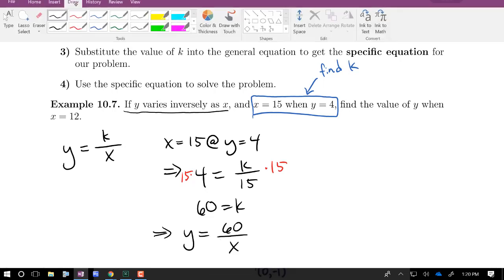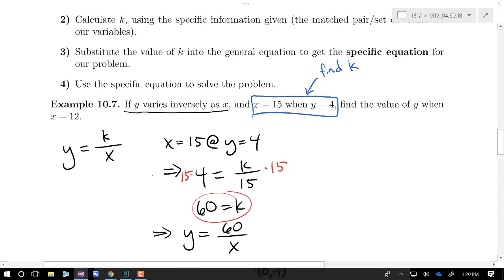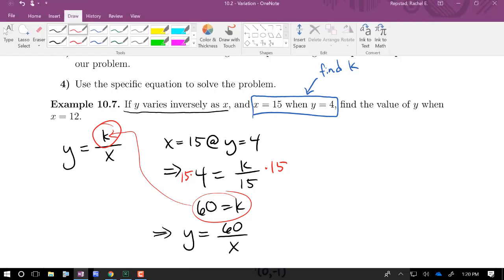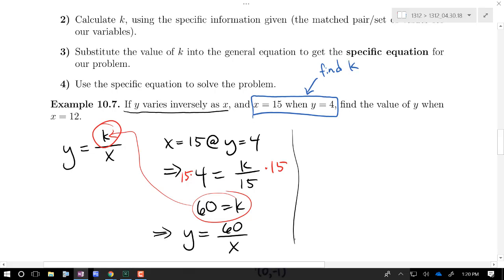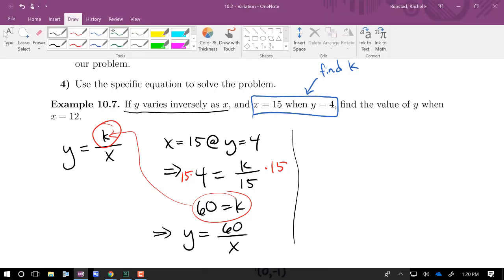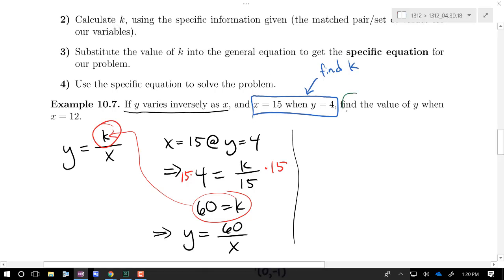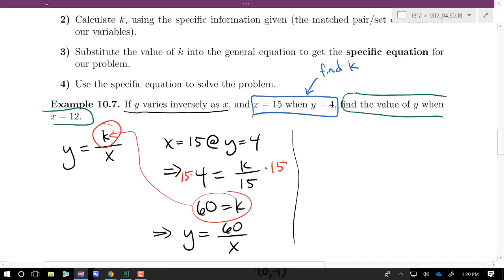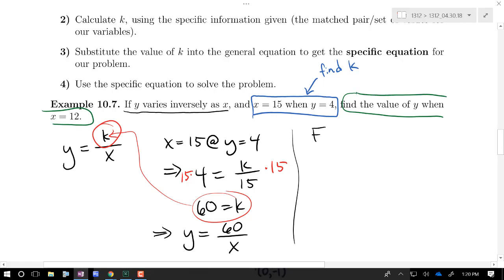I just plug this in for that value there. And finally, we can find the value of y when x is 12. So y is equal to 60 over 12, and that gives us 5.